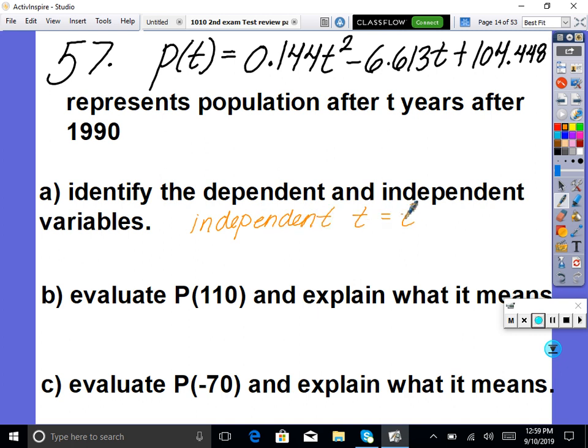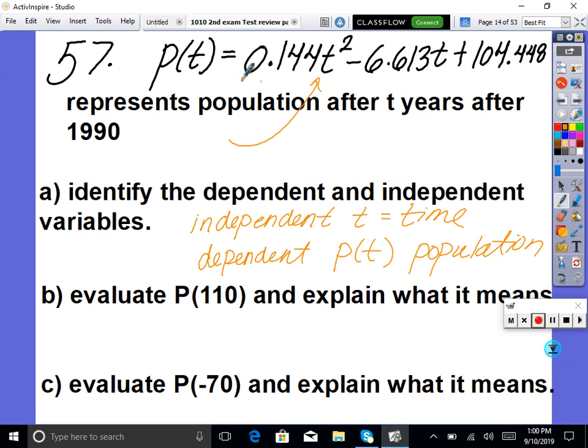is t, which equals time. And our dependent, it says represents population. So we plug something in, a certain year, and we get out a population. So a dependent variable is the population based on the time. So dependent would be our P of t, or your y values, which is population. We input time, we get out population. Input, output. Input is independent. We can plug in anything we want. Our output depends on what we plug in.